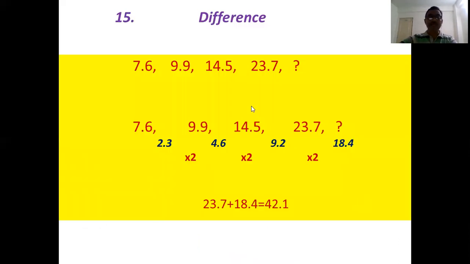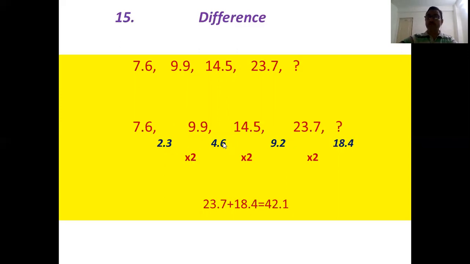There is one other important example of difference. It is 7.6, 9.9, 14.5, 23.7. If you subtract, you're getting the first difference, 9.9 minus 7.6, of 2.3. 14.5 minus 9.9, you're getting a difference of 4.6. 23.7 minus 14.5, 9.2. So you can see even the difference is getting double.